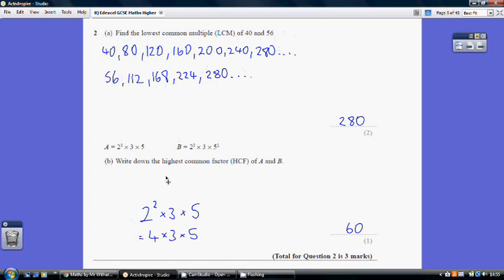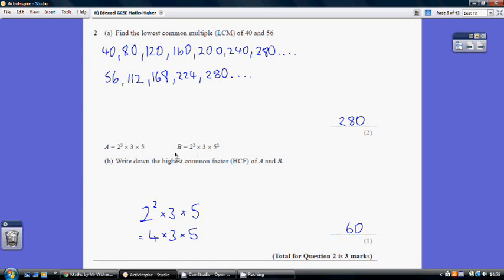Now in part B, when we've been given the numbers already broken down to prime factor form, to find the highest common factor of A and B, we've just got to take out the biggest number of each of the numbers we can that is common to both lists. So when we're looking at the 2's, we've got a 2 cubed and a 2 squared. So the biggest one, which is common to both lists, is 2 squared. So that's the 2 squared.